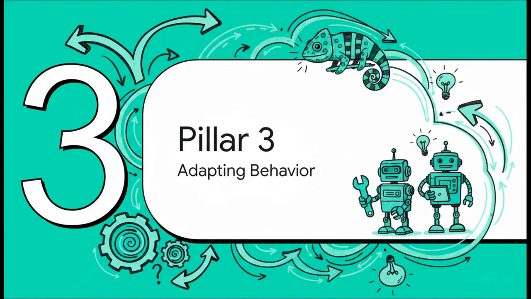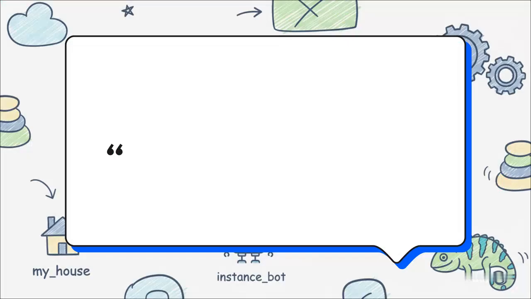Okay, so we can create things and we can reuse code. That's huge. But what about making our code more flexible, more dynamic? This leads us to our third and final pillar, adapting behavior. Take a look at this. Just a simple plus symbol. You've seen it a million times, but what does it actually do? Well, the answer is, it depends.